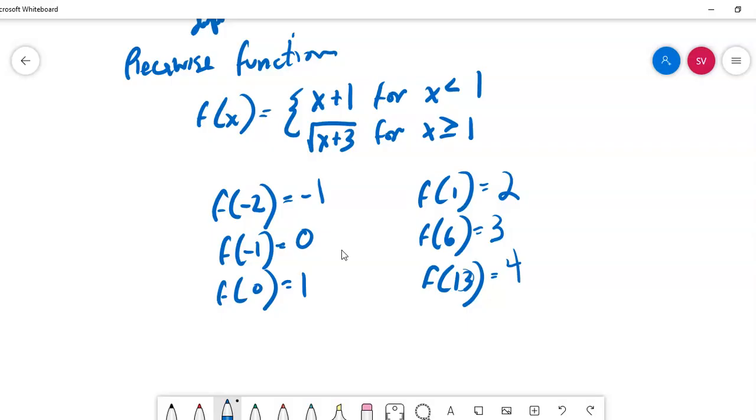And that will conclude our discussion on defining what a function is, dependent versus independent variables, the vertical line test, and piecewise functions.